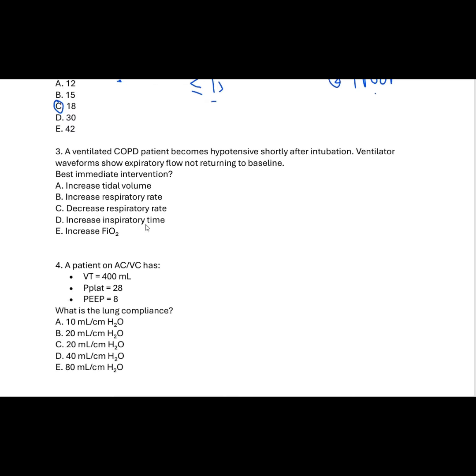Moving on to the next question: a ventilated COPD patient becomes hypotensive shortly after intubation. The ventilator waveform shows expiratory flow not returning to baseline. So that's suggestive that this patient is probably having what? Auto-PEEP, or increased intrinsic PEEP. What's the best immediate intervention? It's important to decrease the what? Respiratory rate, guys.